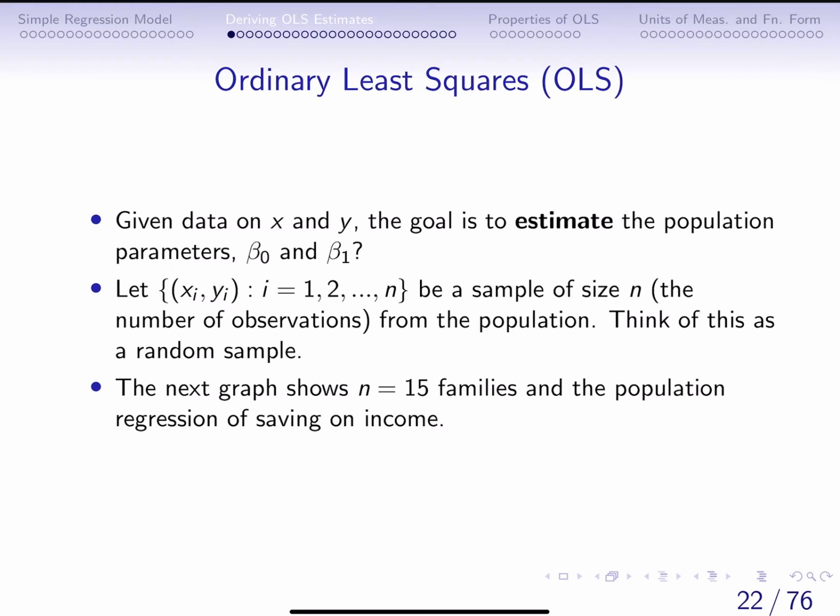In this video, we'll talk about how we get to the estimates of these population parameters that we were talking about. So how do we estimate beta naught and beta 1? Okay. So let's think about our data.